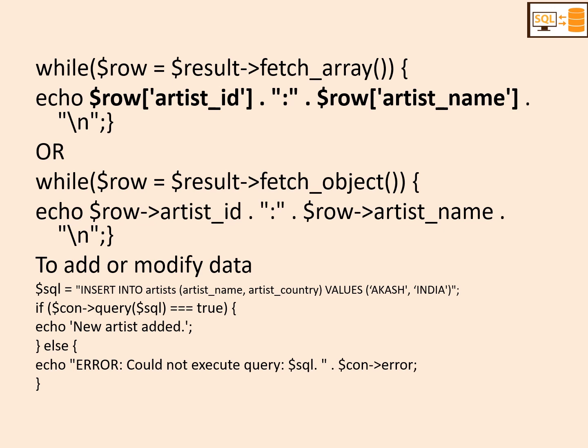Then, $connection query of $SQL is equal to true. We just execute it. This type of statement does not have any resultant value, so an insert query does not have any resultant data. We can directly execute it like this: using the connection variable, just call query of $SQL and check whether the value is true. If it is true, a new artist is added; otherwise it will generate an error message. So if there is no return value for an SQL command, such commands can be directly executed in an if structure.